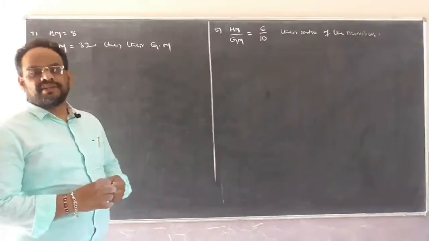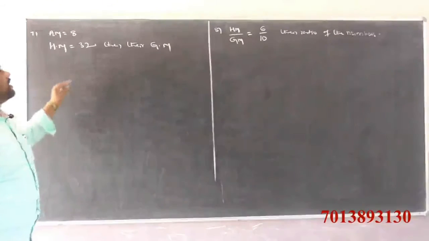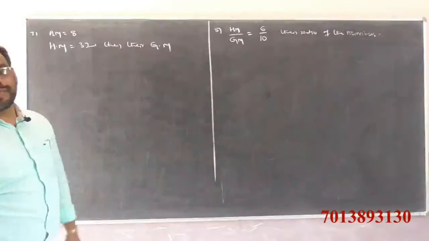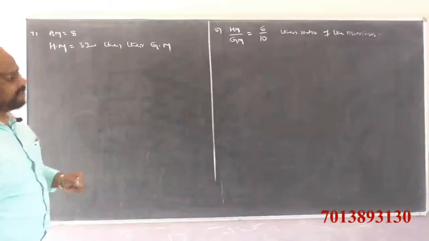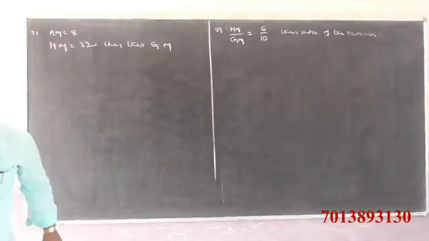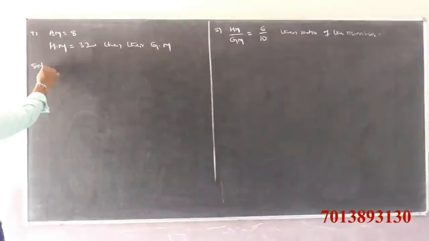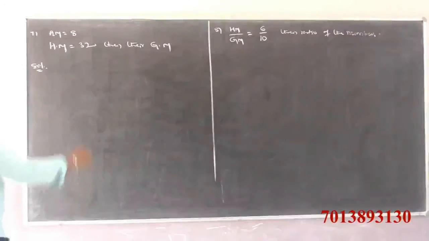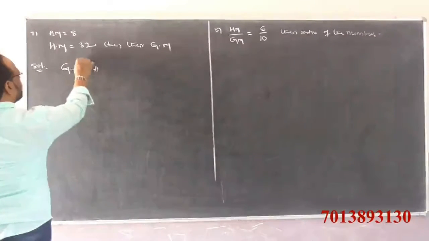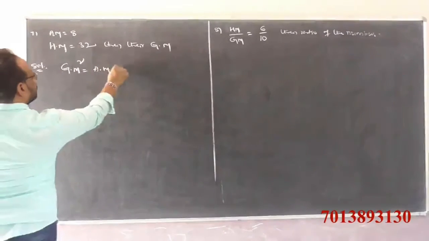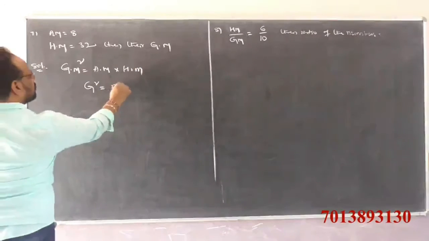Arithmetic mean of two given numbers is 8 and harmonic mean of two given numbers is 32. Then we want the geometric mean. Already we know that the geometric mean square is equal to arithmetic mean into harmonic mean, nothing but G square is equal to A into H.